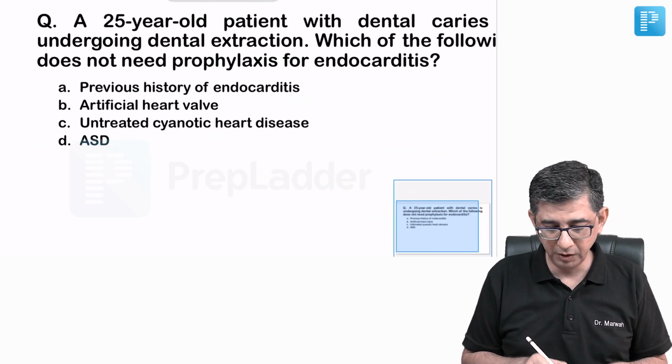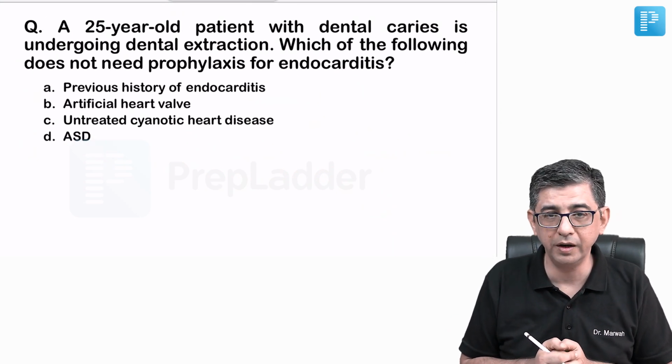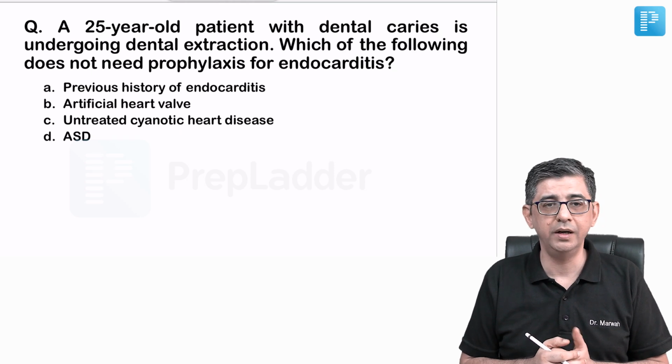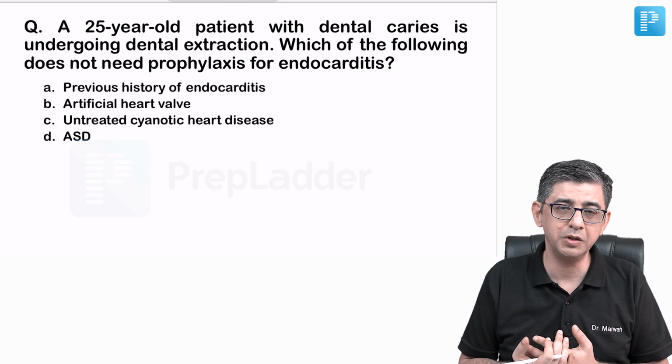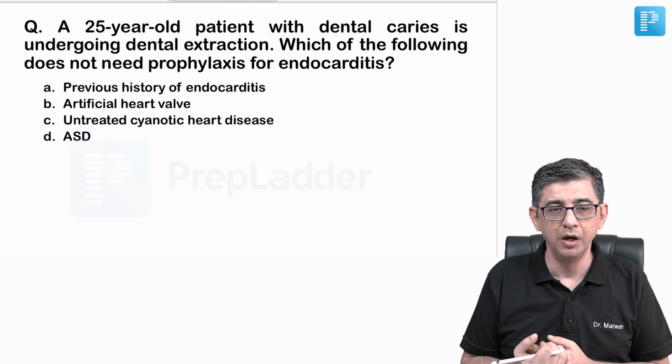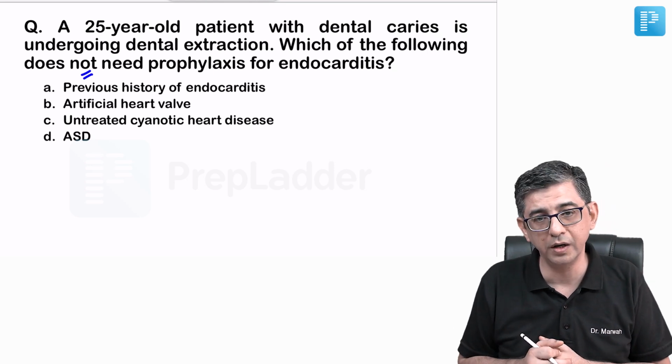Once we're sorted with this one, the next question was for prophylaxis for infective endocarditis. A 25-year-old guy with dental caries is undergoing a dental extraction. We would be giving ampicillin to this patient 1 hour before the procedure. The question said, which of the following will not be needing prophylaxis for endocarditis?